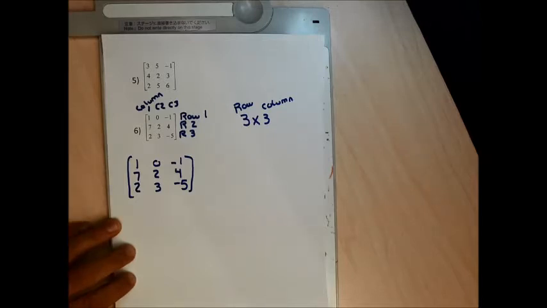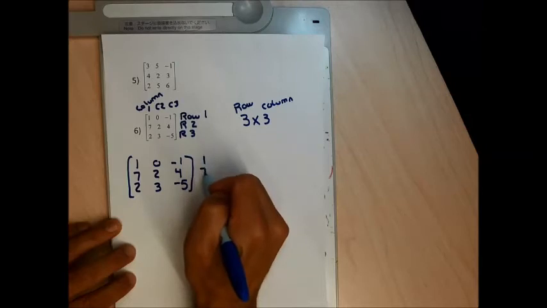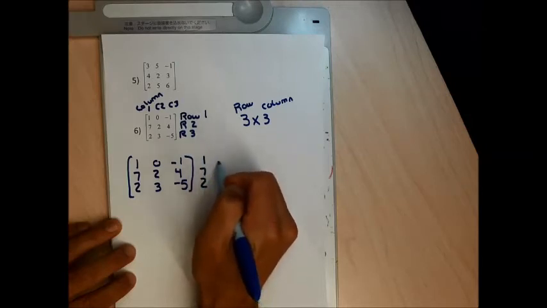So I'm going to show you the shortcut way to find the determinant of a 3 by 3 matrix. I don't know that it has a name, but in the shortcut way, you start with the original matrix and then you write down the first 2 columns.